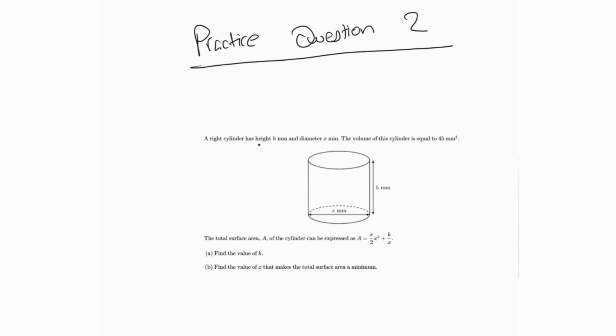They say the right cylinder has height h millimeters and diameter of x millimeters. The volume of the cylinder is equal to 45, so the volume is provided. The total surface area can be represented as A is equal to pi over 2 x squared plus k over x. So the first part states A, find the value of k.